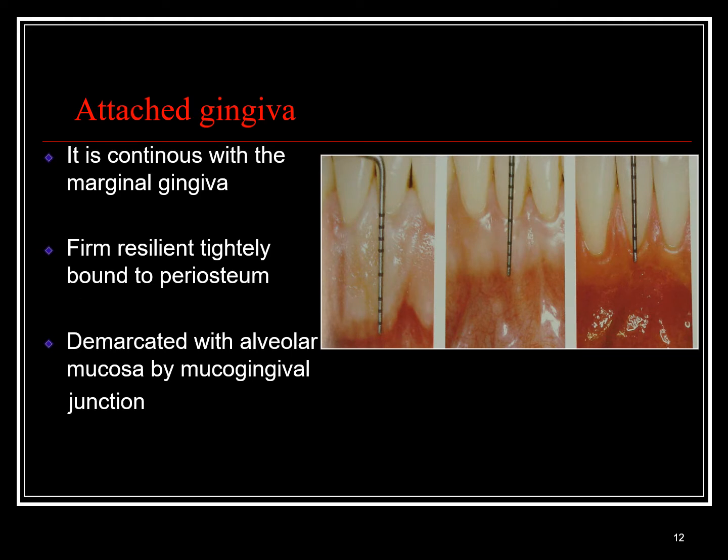Now coming to the attached gingiva. Attached gingiva is continuous with the marginal gingiva. It is firm, resilient, tightly bound to the underlying periosteum, and it is demarcated from the alveolar mucosa by the mucogingival junction. The term mucogingival means the junction between the alveolar mucosa and the gingiva.